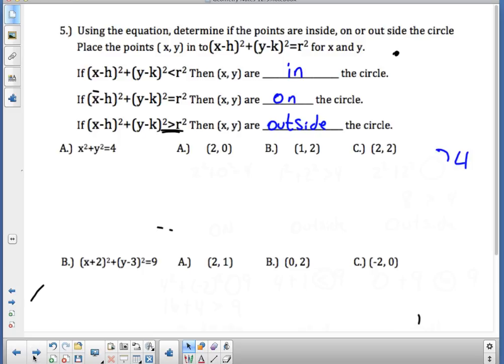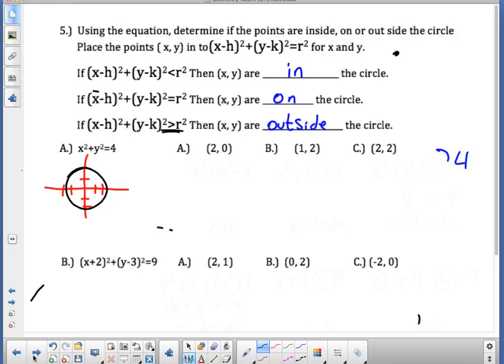If it's in the circle, when you evaluate with that point, it is less than the radius itself. When it's on the circle, it's equal to the radius. When it's outside, it's greater than the radius. So when I'm doing this, remember this one is a circle at 0, 0 with a radius of 2, and I've got my little picture.